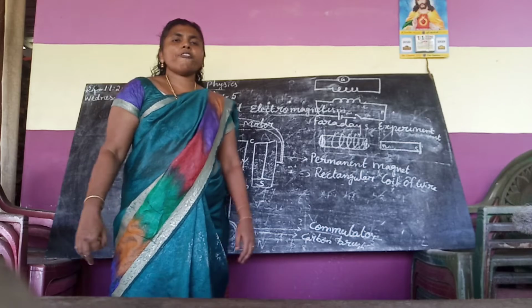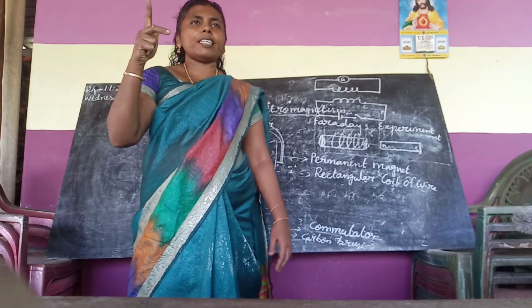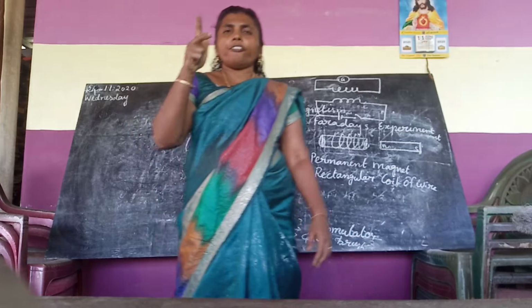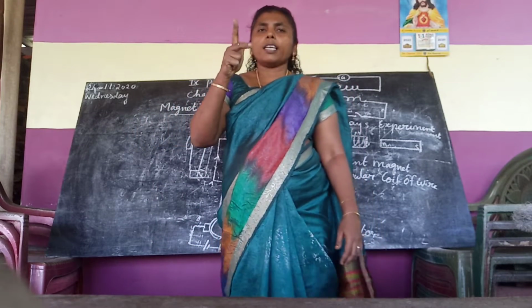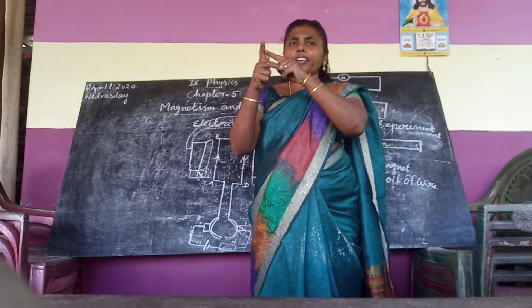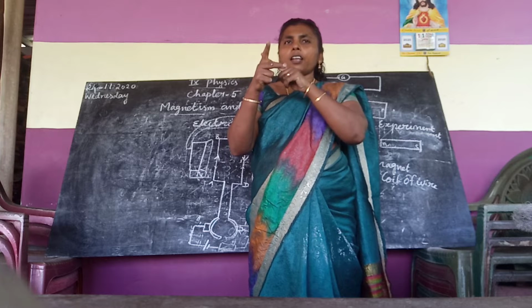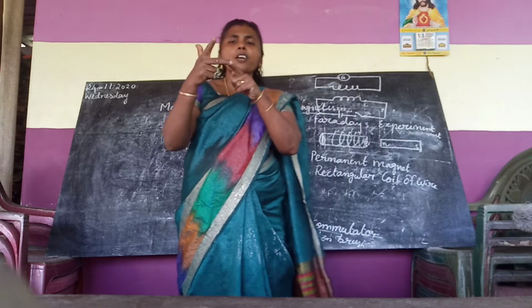So next one, Fleming's right hand rule. Stretch 3 fingers. First, the left hand rule we have learned last class. Now the Fleming's left hand rule. Here also stretch 3 fingers: thumb, forefinger and middle finger.